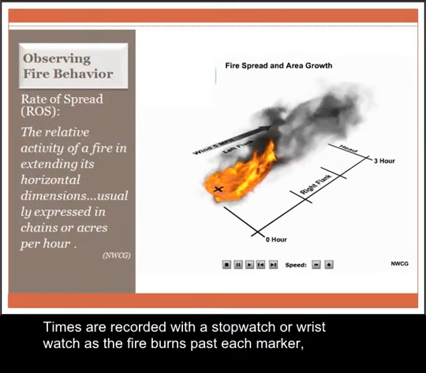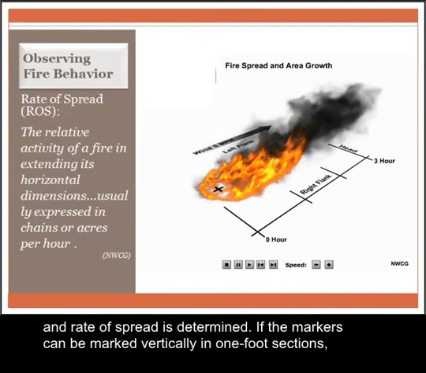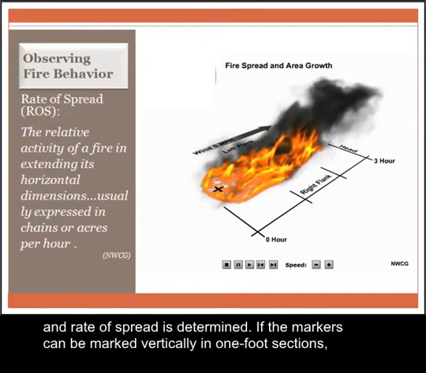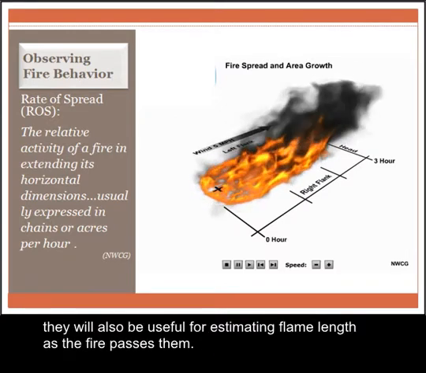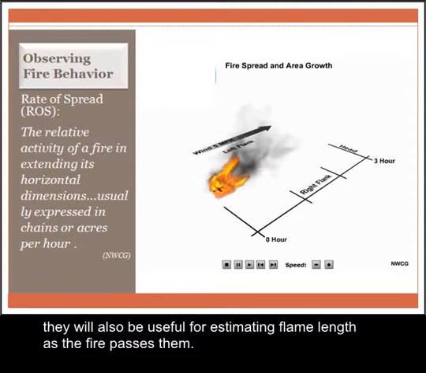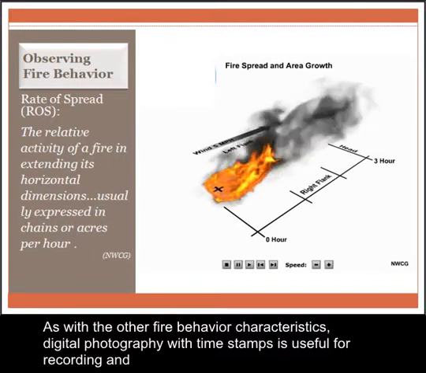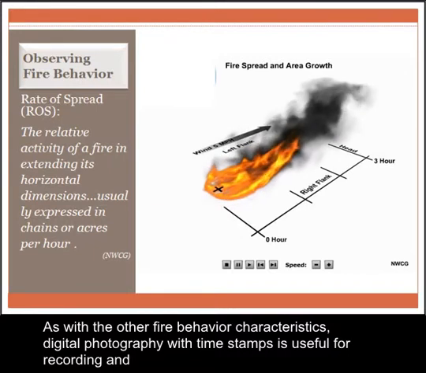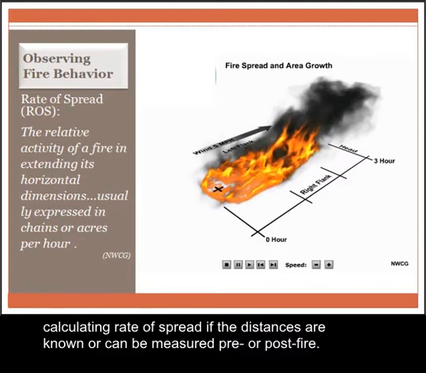Times are recorded with a stopwatch or wristwatch as the fire burns past each marker, and rate of spread is determined. If the markers can be marked vertically in 1 foot sections, they will also be useful to estimate flame length as the fire passes them. As with the other fire behavior characteristics, digital photography with timestamps is useful for recording and calculating rate of spread if the distances are known or can be measured pre- or post-fire.